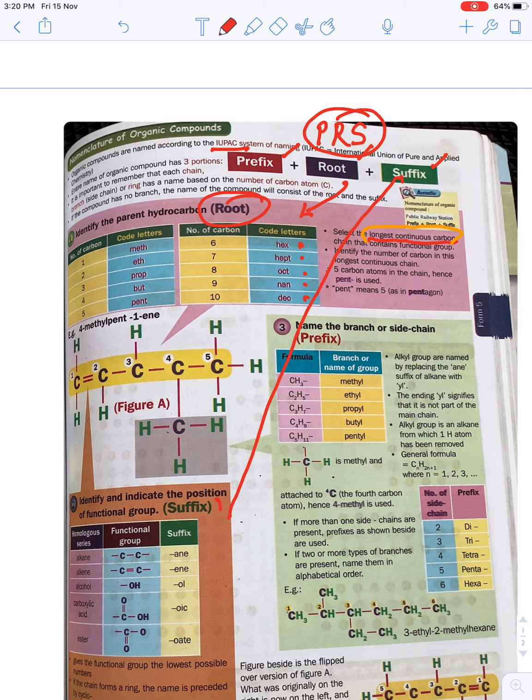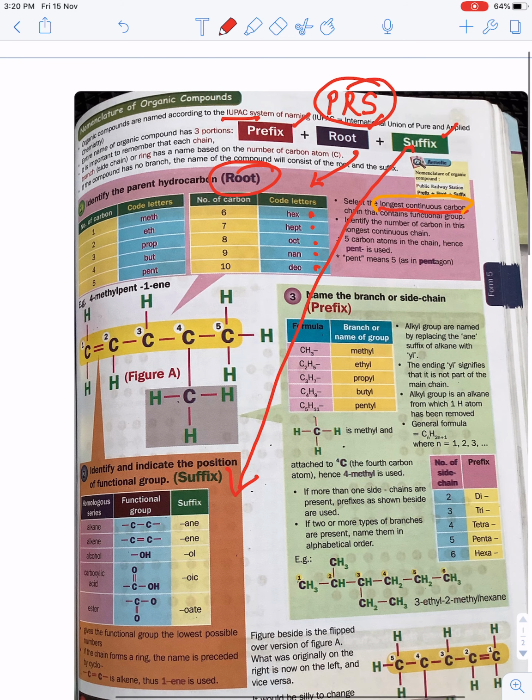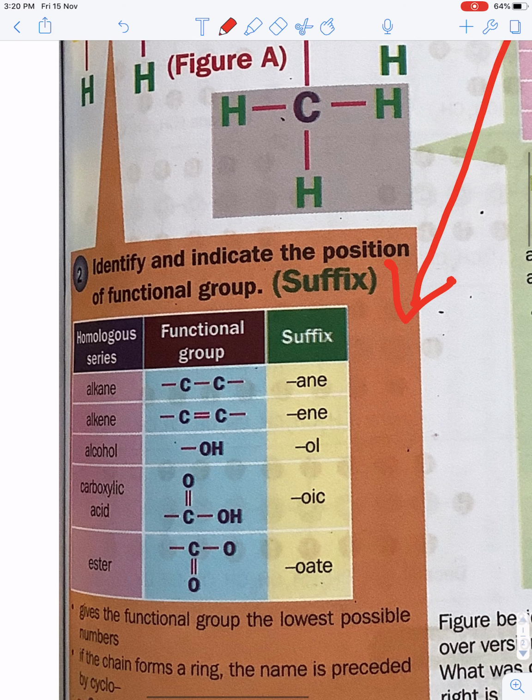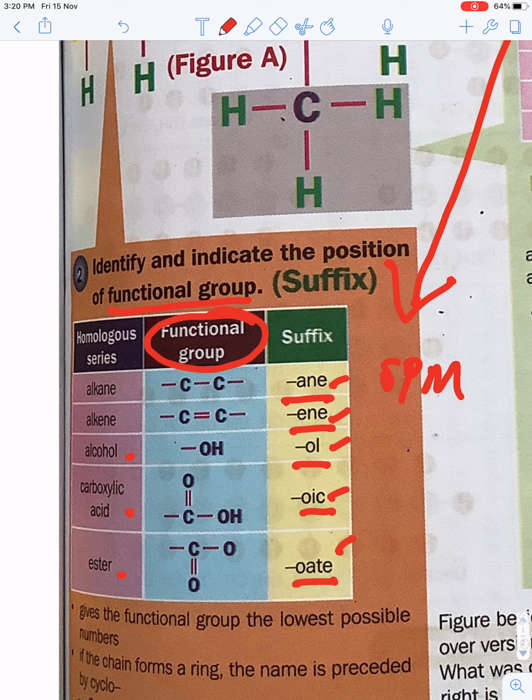Suffix ni sebenarnya merujuk kepada, if you look guys, suffix juga untuk refer to the functional group. For SPM level, we just learn only 5 suffix, which is, I call this an, en, ol, oic, oate. Okay, this is the alkane, alkene, alcohol, carboxylic acid, and ester accordingly. So those are the functional groups.